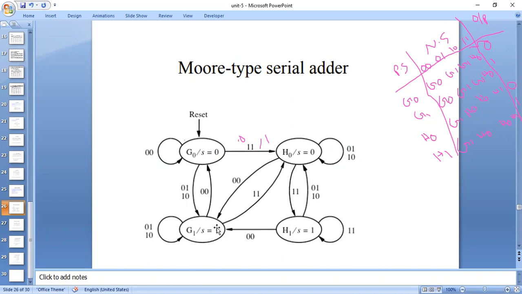So like that you have to draw. Simply, we have 4 states here, so first take those 4 states here: G0, G1, H0, H1. In a Moore machine, you have to represent the output within the circle only. For G0, the output will be 0. For G1, the output will be 1. H0 and the output will be 0. H1 and the output will be 1.